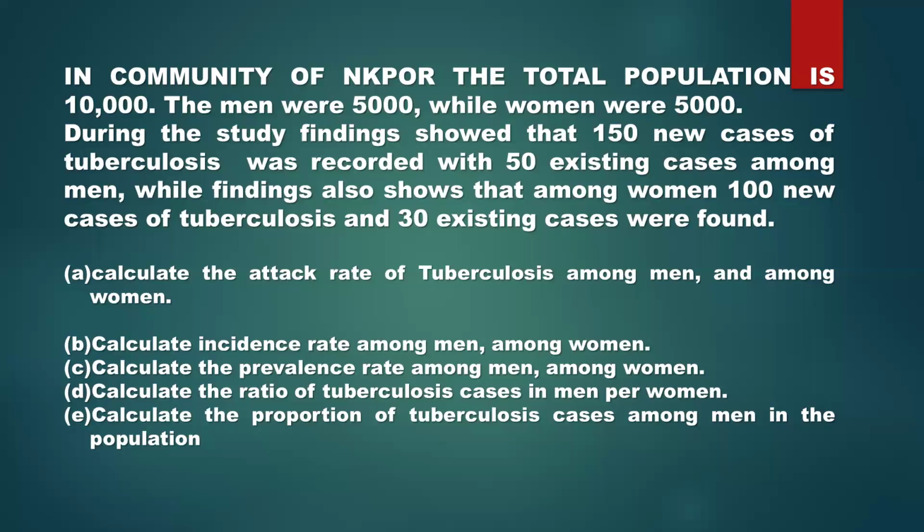You are also expected to calculate the incidence rate of tuberculosis among men and among women. Then we are also expected to calculate the prevalence rate of tuberculosis among men and among women. Then calculate the ratio of tuberculosis in men in relation to women. And then finally, calculate the proportion of tuberculosis cases among men in the population.